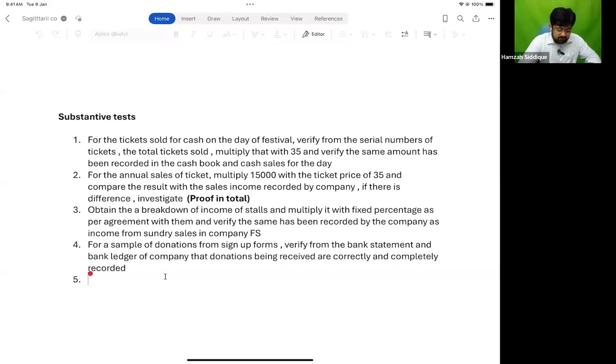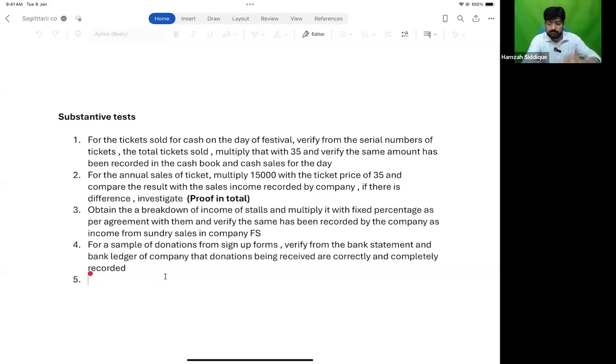Which is falling in the previous year. Now, what to do with it? How to verify? First of all, what is the source? The issue is that tickets sold in advance should not be recorded in this year.